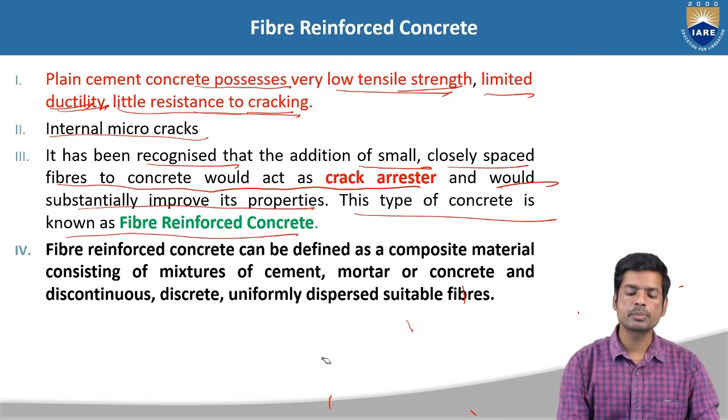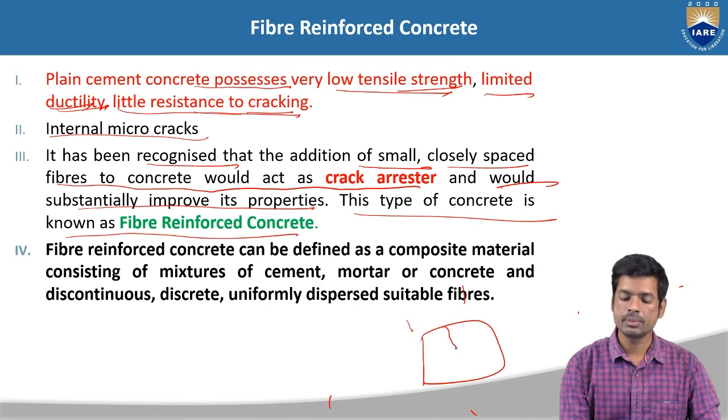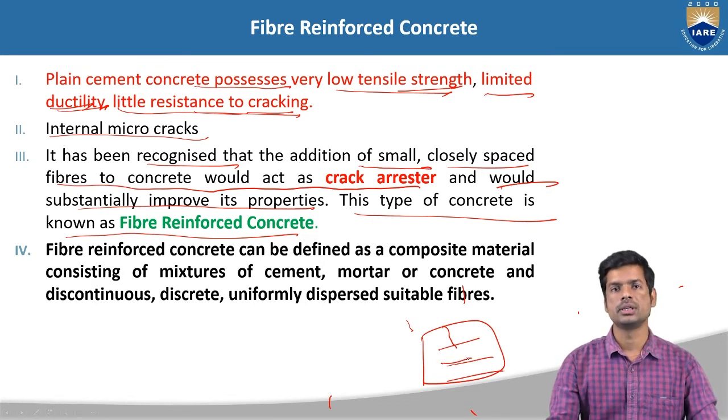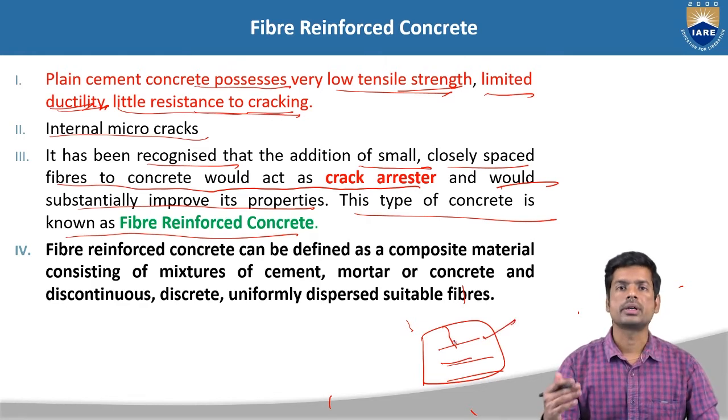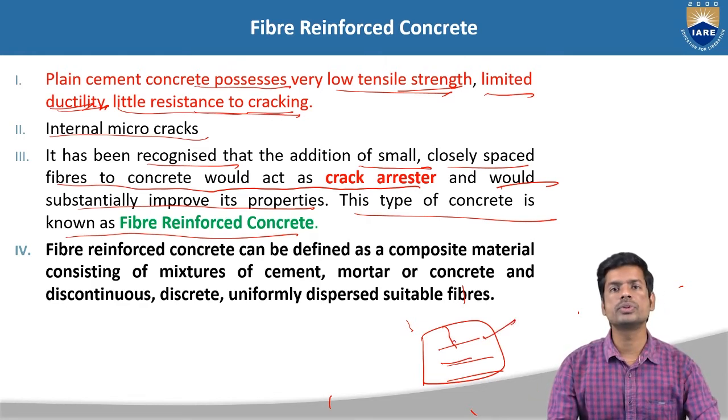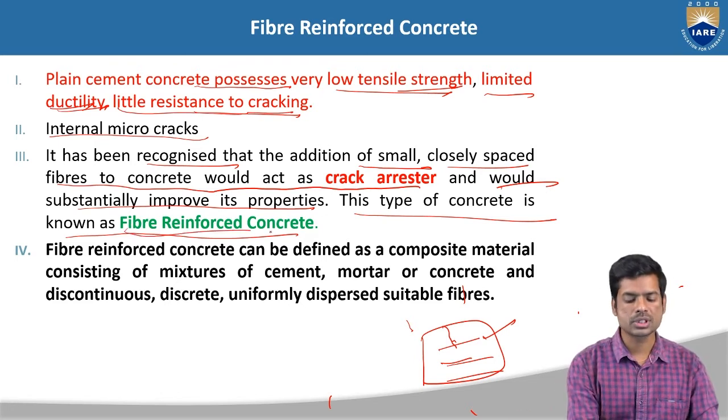So to avoid that crack propagation, whatever cracks are developing will be stopped, will be avoided by using these fibers. The placement will be different for each and every structure. So if you add these fibers, we can stop the crack propagation so that we can improve the strength of the concrete. Concrete with added fibers is called fiber reinforced concrete.